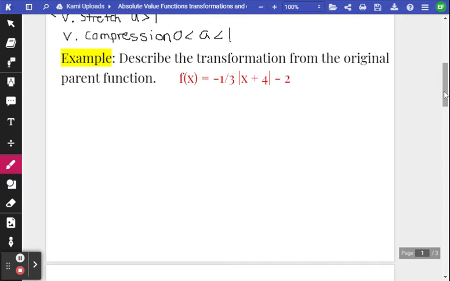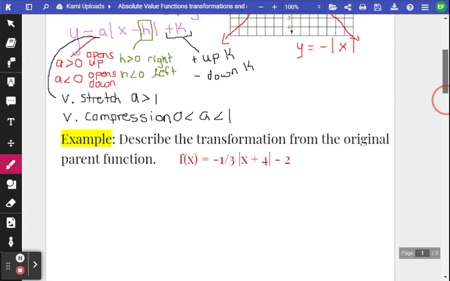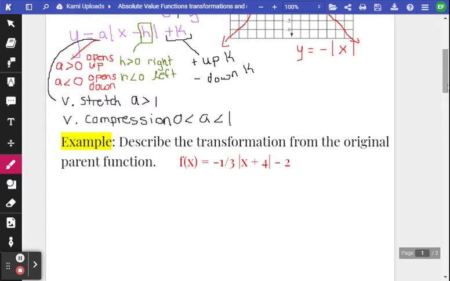If we look down to the example here, take a guess off of these transformations that we just went over. I'll scroll up. You want to pause the video and try this yourself. Tell me what are the transformations that occurred from the original parent function.